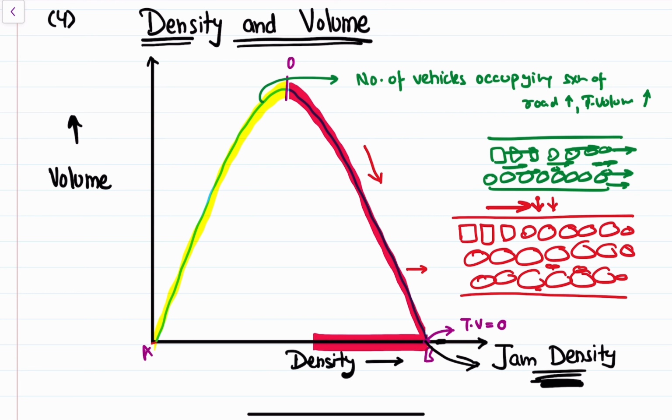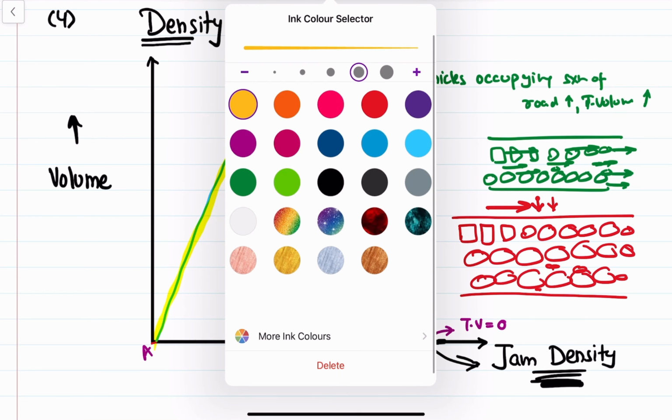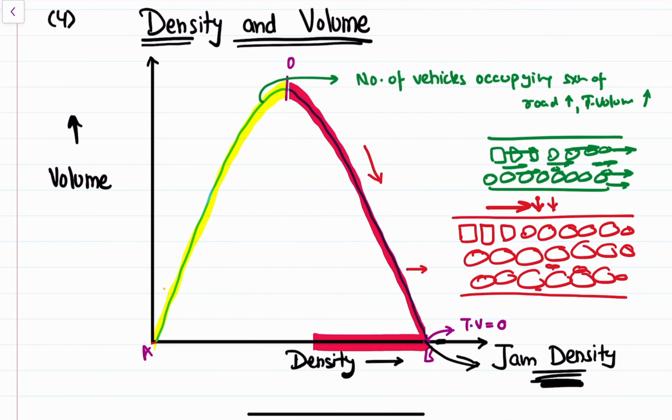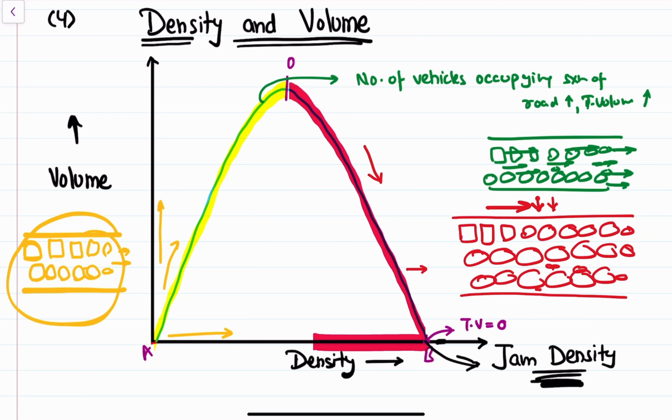Alright, I hope I am clear. This part of the road section, what does this indicate? I'll repeat again: the density is increasing, and if you observe, the traffic volume is also increasing. The number of vehicles occupying the road section is increasing, and at the same time, the number of vehicles crossing the road section is also increasing.